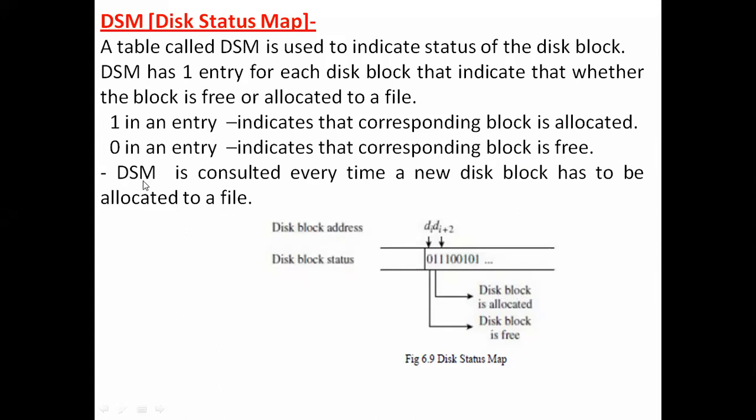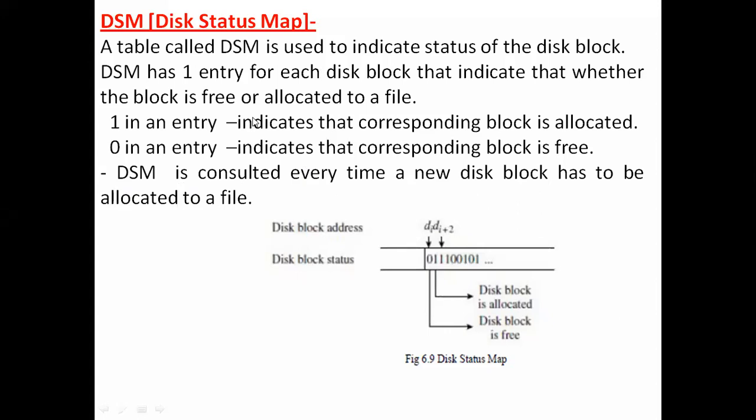This disk status map will be consulted every time a new disk block has to be allocated to a file. So before allocating a new disk block to a file, the OS will consult this DSM table.